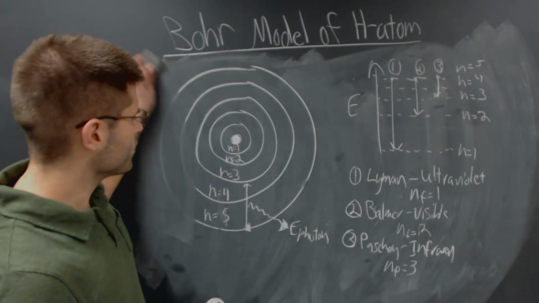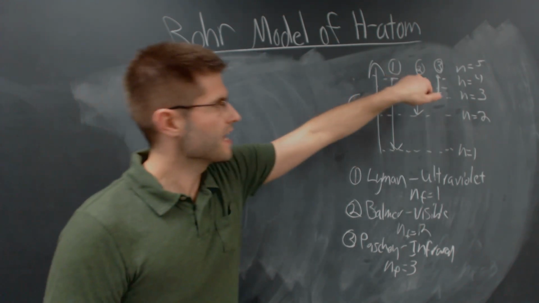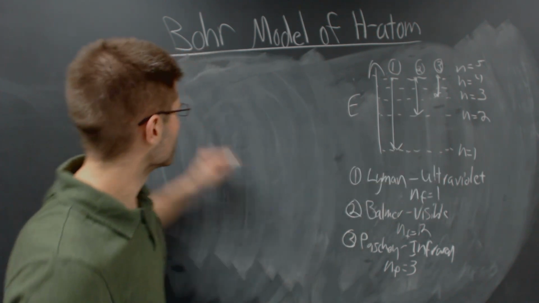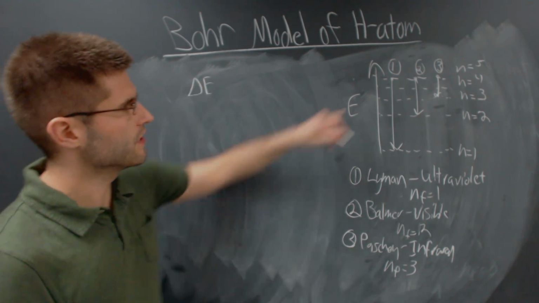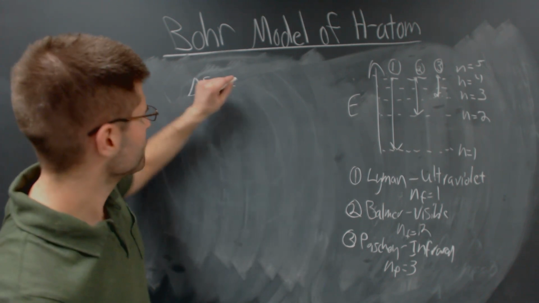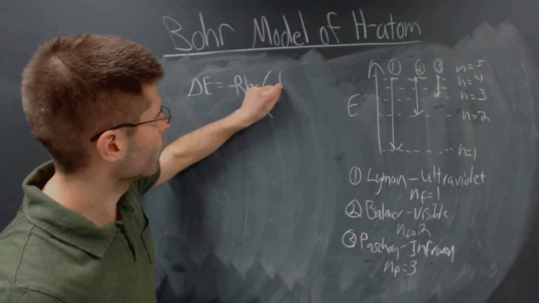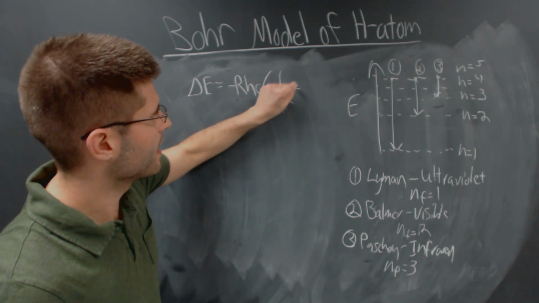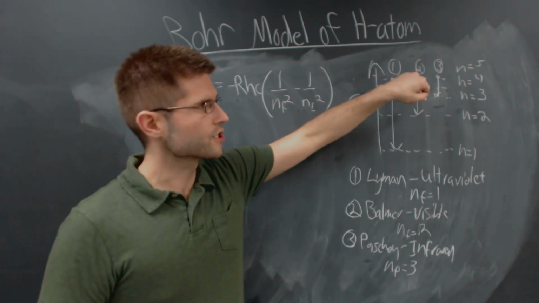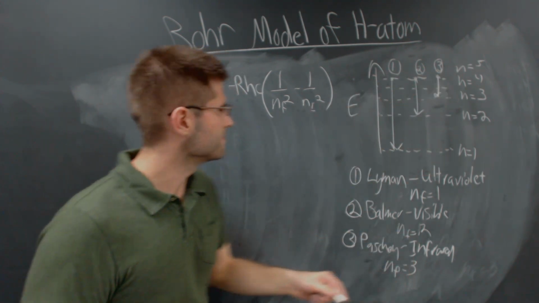Now, what equation do we use in order to identify the energy change from going from the n equals 5 state to the n equals 1 state? Well, it's an equation that we've not seen before. The change in energy of an electron going between any of these states is going to be equal to minus RHC times 1 over n final squared minus 1 over n initial squared, where n initial is the initial starting orbit, and n final is your final orbit.